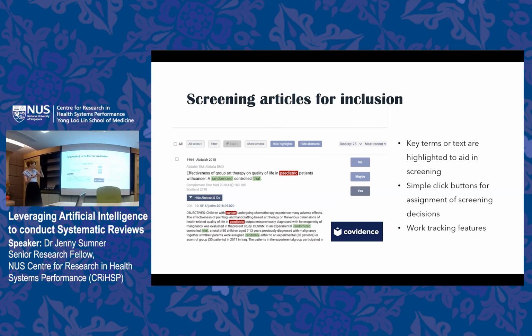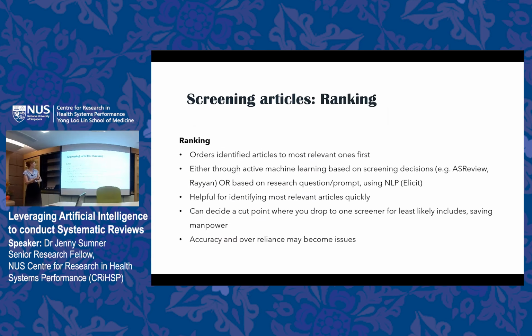You can quickly zone in on those sections of the text that are most pertinent to your eligibility criteria. Most of them have very nice platforms, very easy to click your screening decision, very easy for you to track how many articles have been screened or what's left to do. So that's the text highlighting feature that you see in a lot of them.